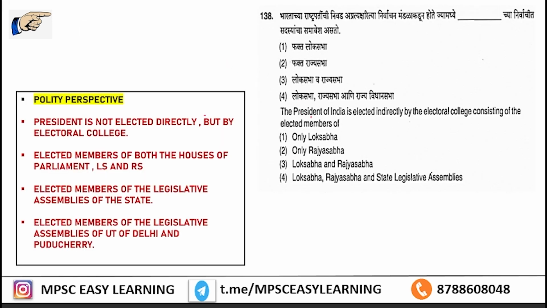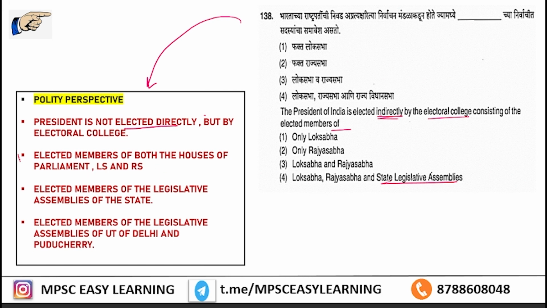Next one. The President of India is elected indirectly by the Electoral College consisting of the elected members of dash. Only Lok Sabha, only Rajya Sabha, Lok Sabha and Rajya Sabha, Lok Sabha, Rajya Sabha and State Legislative Assembly. So let us see. The President of India is not elected directly. We just read that he is elected indirectly. So who all consists the Electoral College of the President's election?